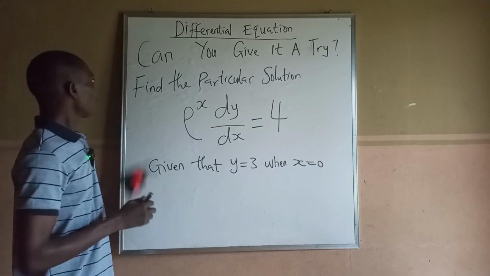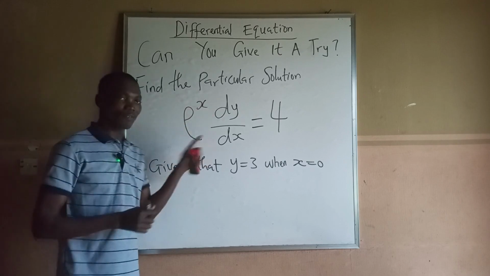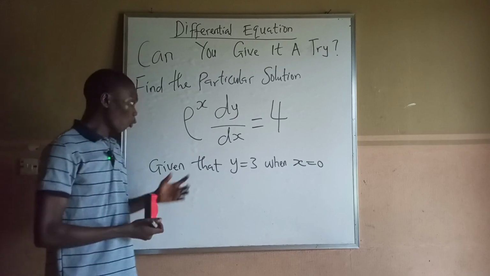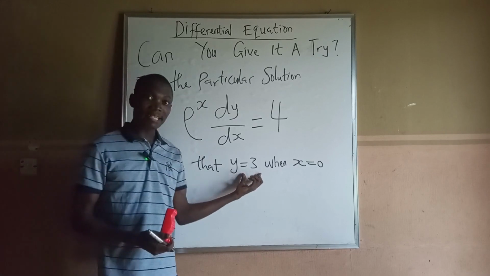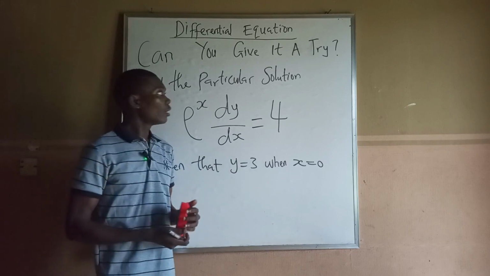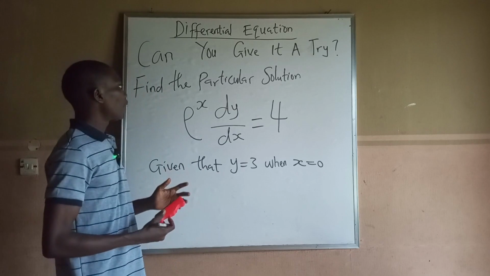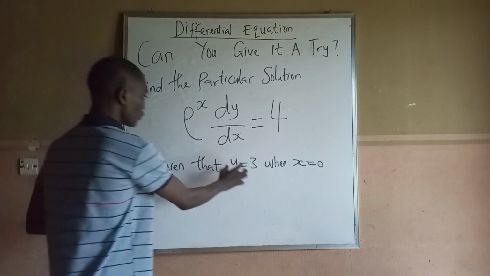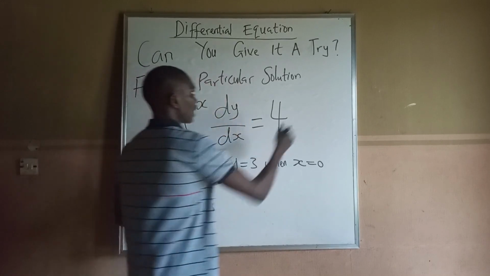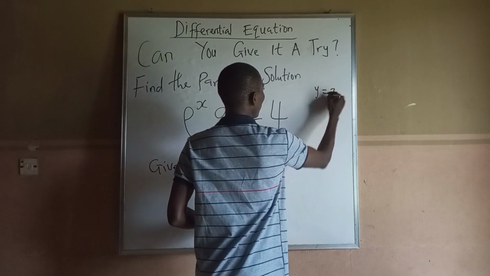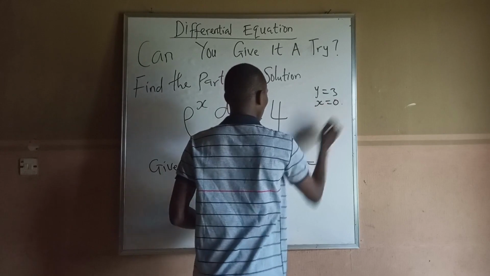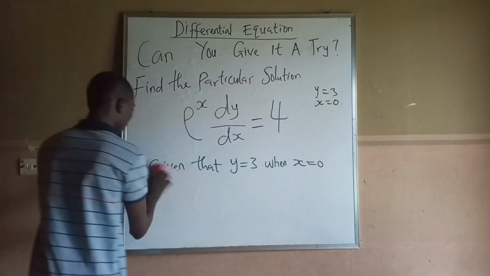Now we are asked to find a particular solution of this equation, given a condition that y is equal to 3 when x is equal to 0. I will need to erase, but just take note that y is equal to 3 and x is equal to 0. So write it here: y equals 3, x equals 0.